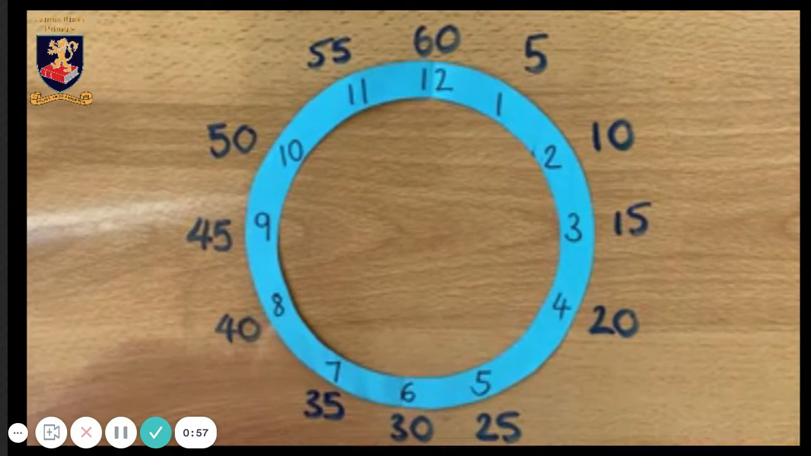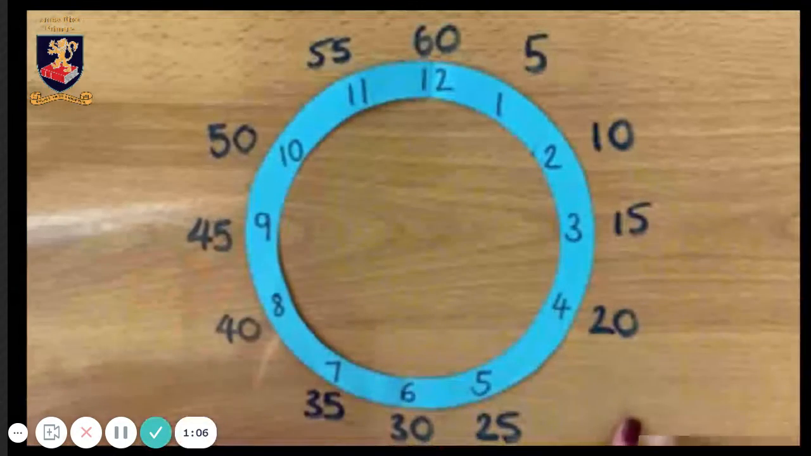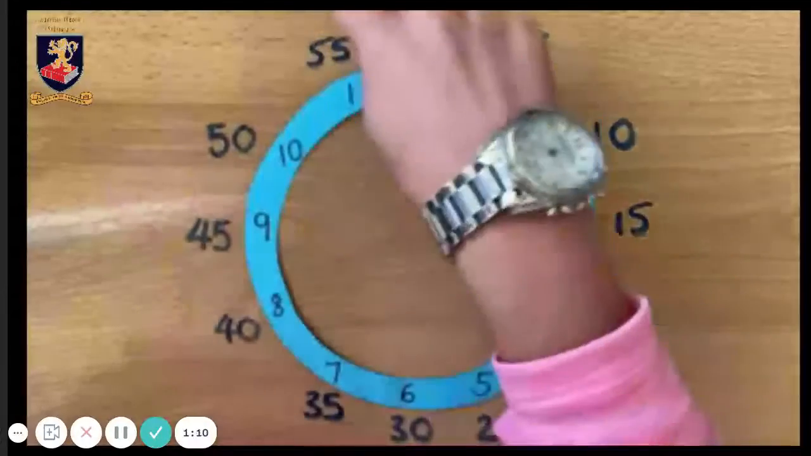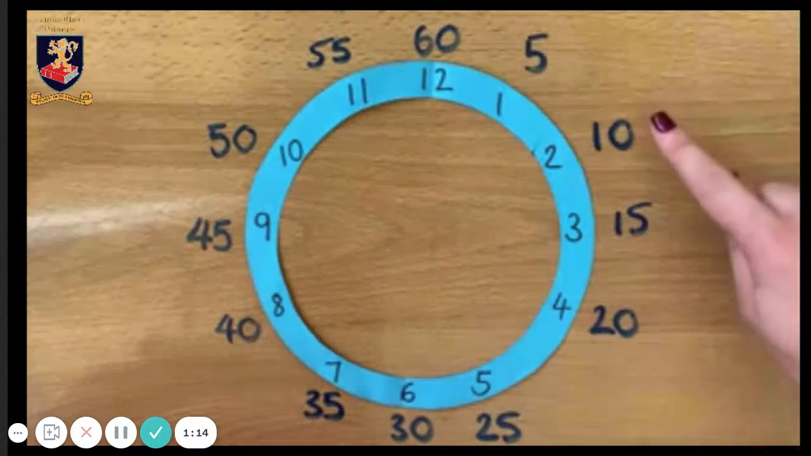Some activities take longer than 1 hour. They take longer than 60 minutes. So we can continue counting around our clock. If we had 1 hour and 10 minutes, we would count all the way round in our fives and then continue counting in our fives. 65, 70.